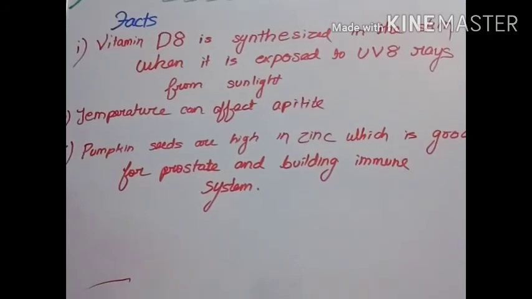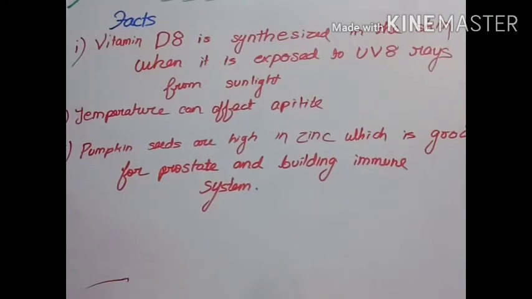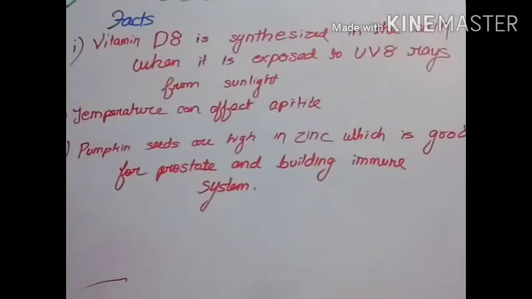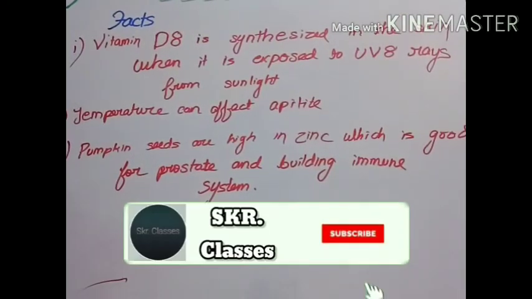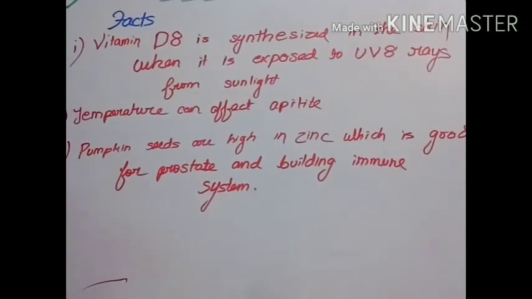The third is that pumpkin seeds are high in zinc, which is good for the prostate and for building the immune system. As you see, everyone is saying to build your immune system so that you can cope with the viruses in the surroundings. So pumpkin seeds are high in zinc, which will help you build your immune system.